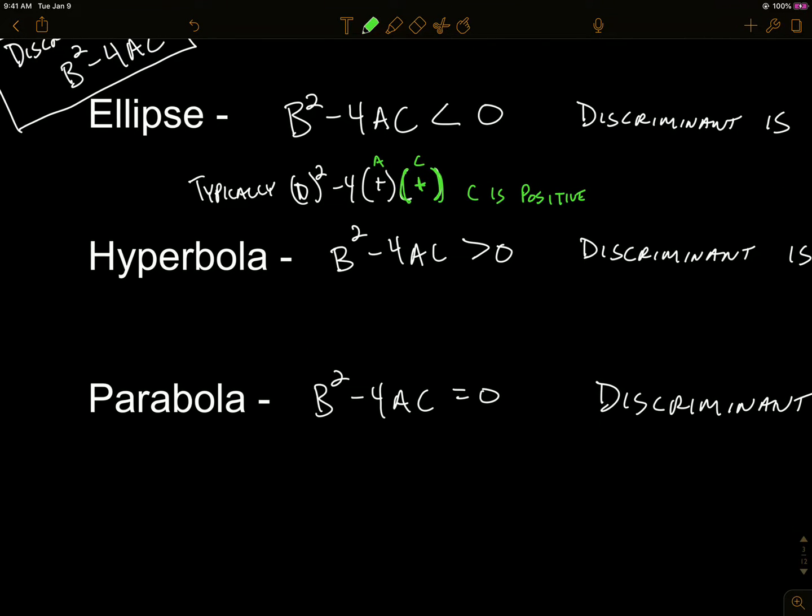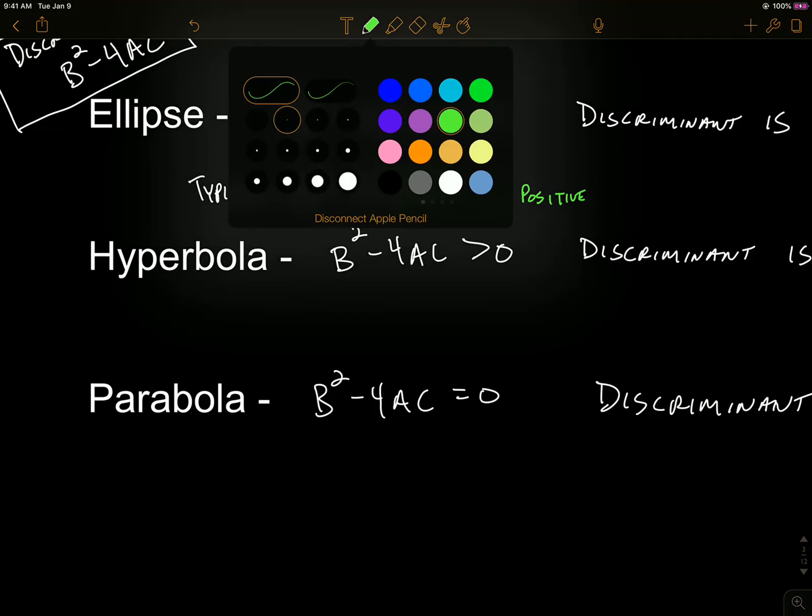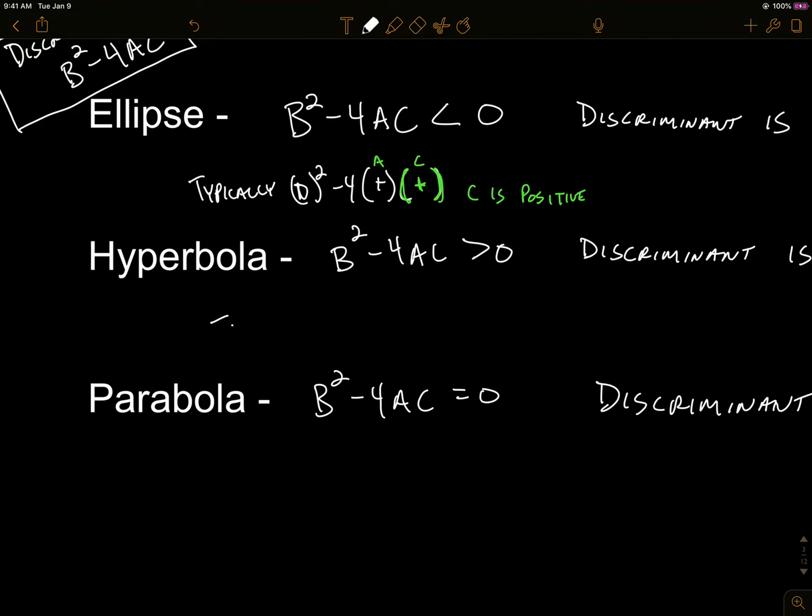It's a hyperbola when, same thing, typically b is 0 and a is positive. So then what does the c have to be?